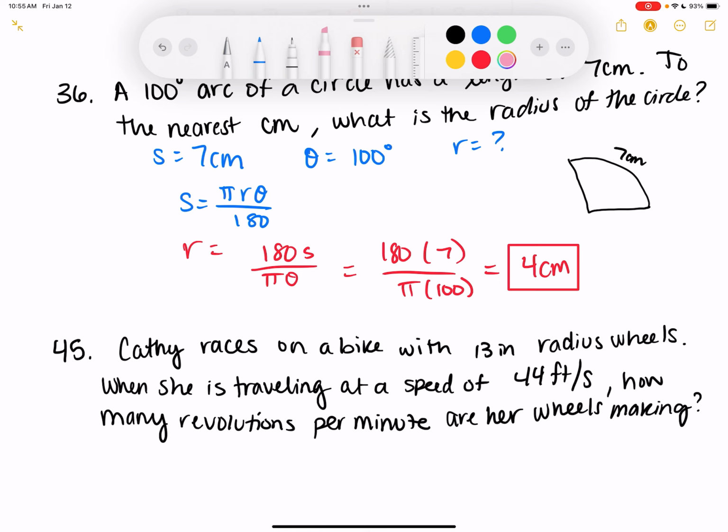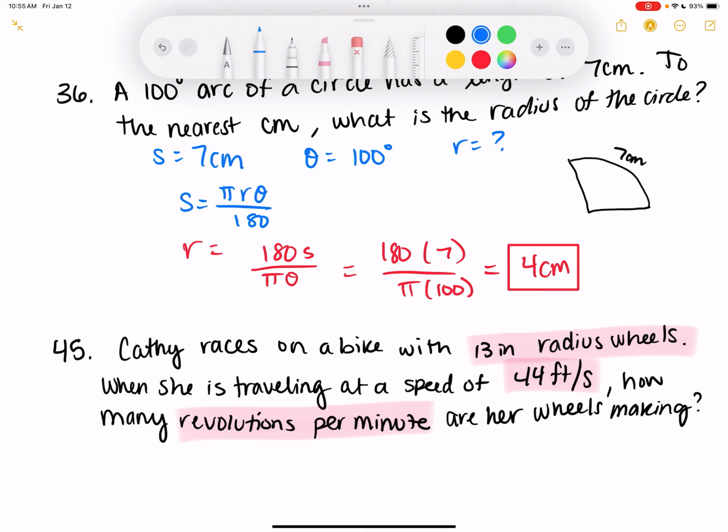That's a lot of stuff we'll have to do with this one. A lot of conversions. So we have 13-inch radius wheels. She's traveling at a speed of 44 feet per second. And we're ultimately trying to find out how many revolutions per minute her wheels are making. So we see that we don't have units that align, so we need to make sure we pay attention to that when we set this up.